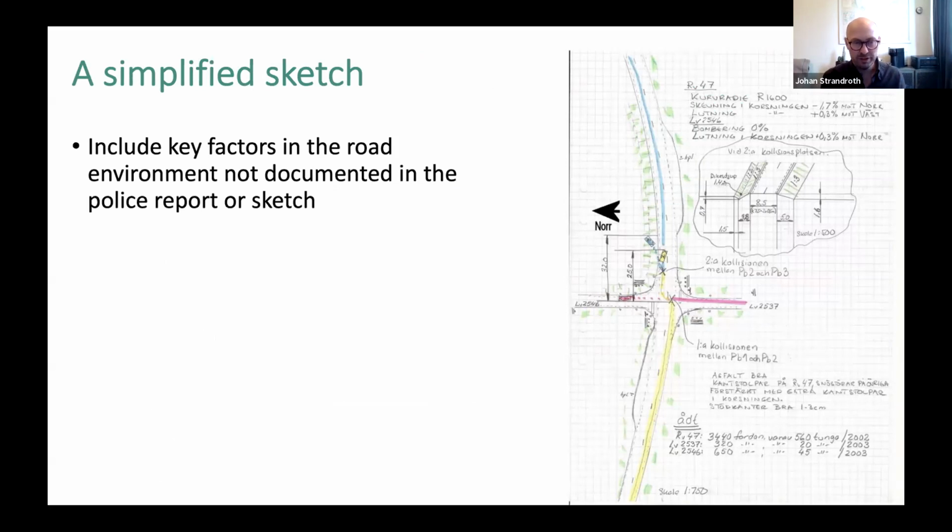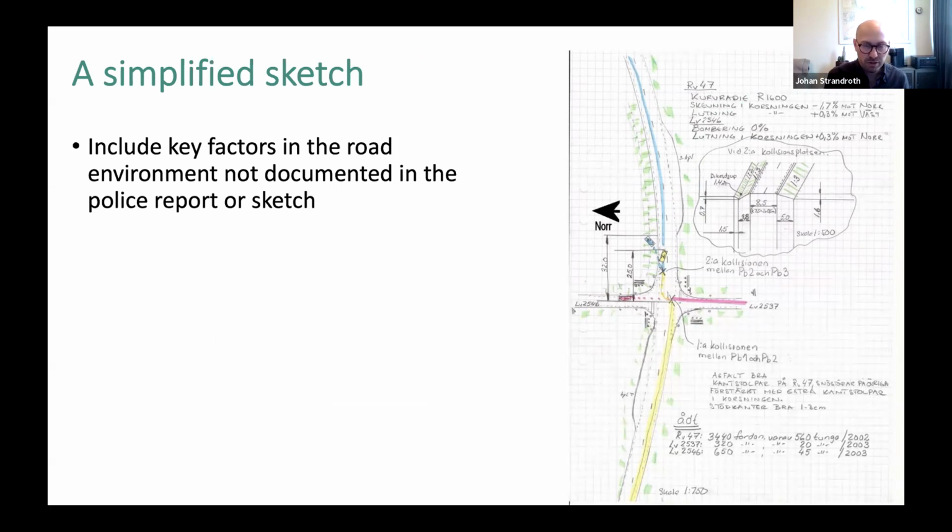When you've collected all this, at least you want to have some kind of indication of what the road environment is. Where did the vehicle stop? From there, what was the impact location? Which way was it traveling? And then back from there, what was the sequence, etc. So you would include factors here that are not documented in the police report.